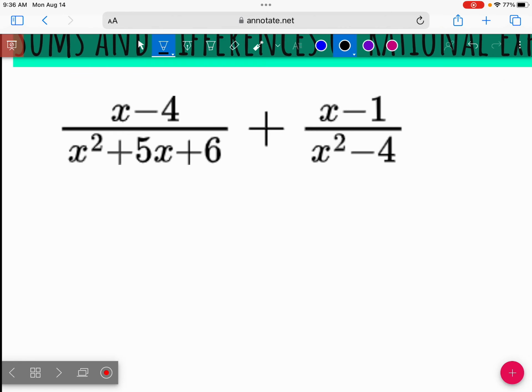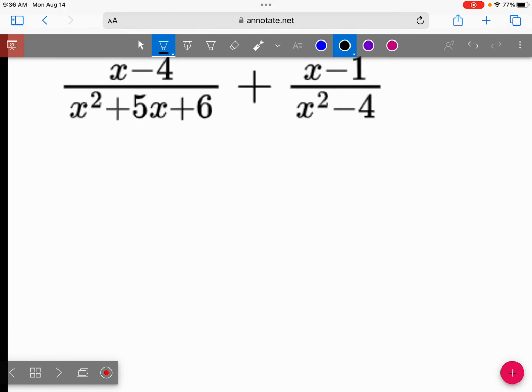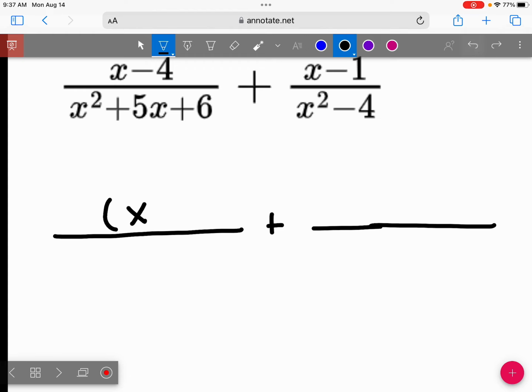x minus 4 over x squared plus 5x plus 6, plus x plus 1 over x squared minus 4. So first things first, I need to factor everybody so we can figure out what we need to do with our denominator. My numerator, I'm just going to leave the same on both: x minus 4 and x minus 1.